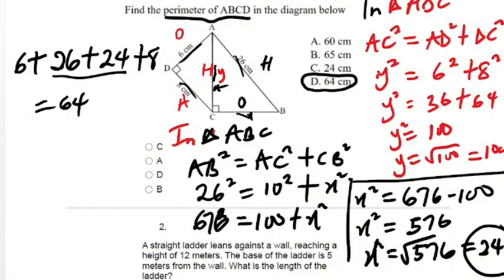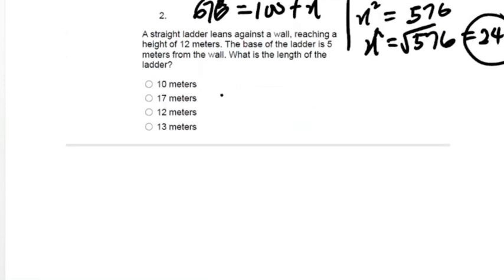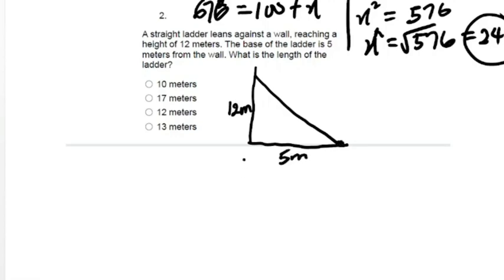Moving to the next question, number 2. A straight ladder leans against a vertical wall. So we have a vertical wall like this, and a ladder leans against it. This is the ladder here, reaching a height of 12 meters. The base of the ladder is 5 meters from the wall. So what is the length of the ladder? We are looking for the length of the ladder, which is x here.